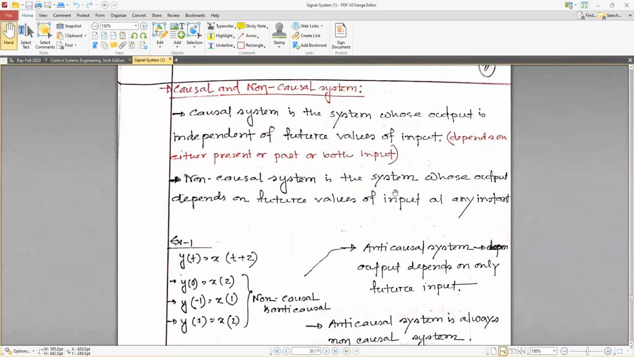Now see, another one, causal and non-causal system. So what is a causal system? It is a system whose output is independent of future values of input. It depends on either present or past or both values. Non-causal system is a system whose output depends on future values of input at any instant.